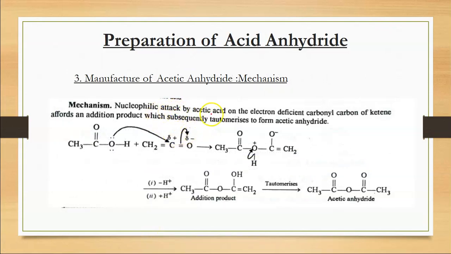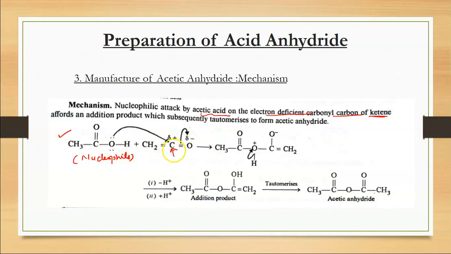See what is happening: nucleophilic attack by acetic acid is occurring. So your acetic acid is acting as a nucleophile over here, correct? Okay, so what is happening? Nucleophilic attack by your acetic acid on the electron deficient carbonyl carbon of ketene. How is it electron deficient? Because oxygen is accepting electrons from this pi bond, correct? Which is making this carbon susceptible to being attacked by the oxygen of your acetic acid, that is the nucleophile. Okay.